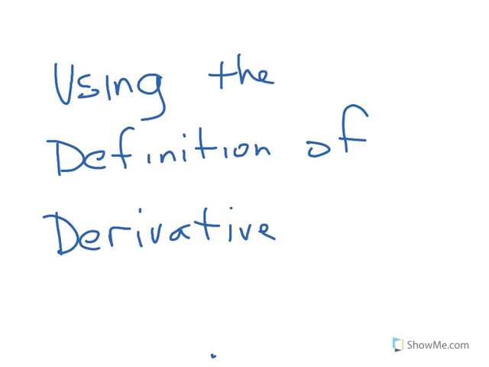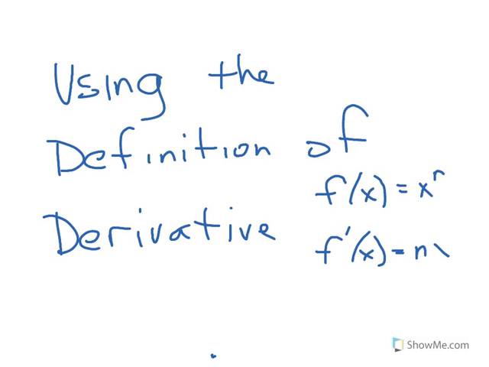And essentially what we're going to try to show is why, if f of x equals x to the n, f prime of x is equal to n times x to the n minus 1. We want to be able to show why that works. It's a very useful property, but it helps us to understand that everything we do is going to fit together in some way.